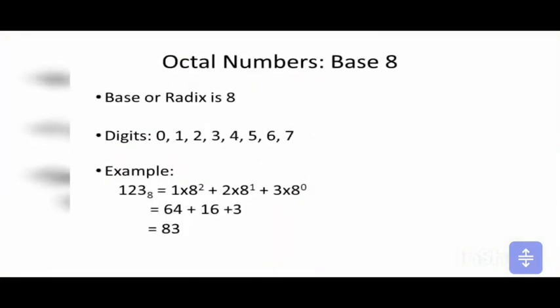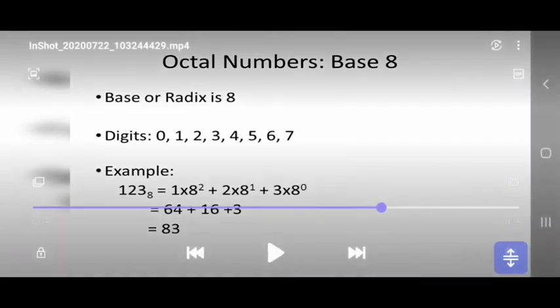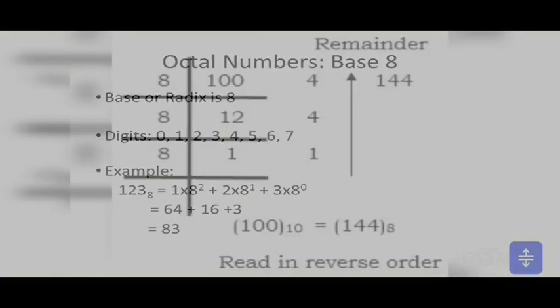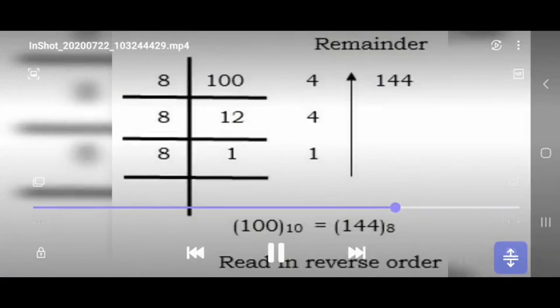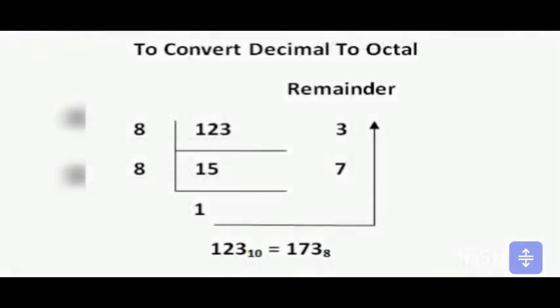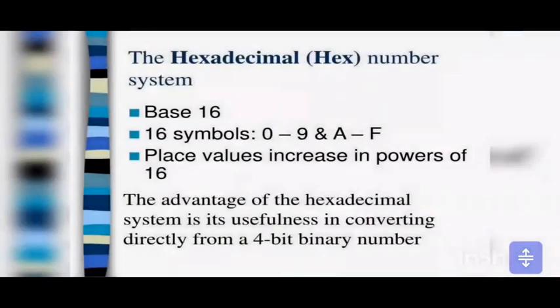Now next is the octal number system. The octal number system has a base of 8, from 0 to 7. For example, in this example we divide the decimal number by 8 every time and find the remainder, and we write the remainders from bottom to top, as you can see in this example.